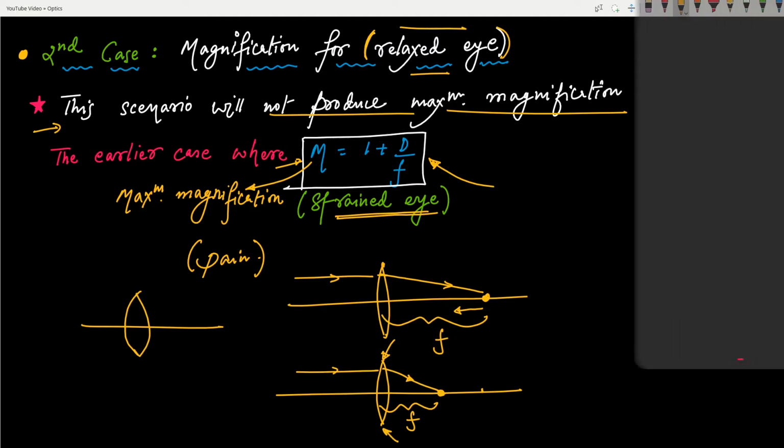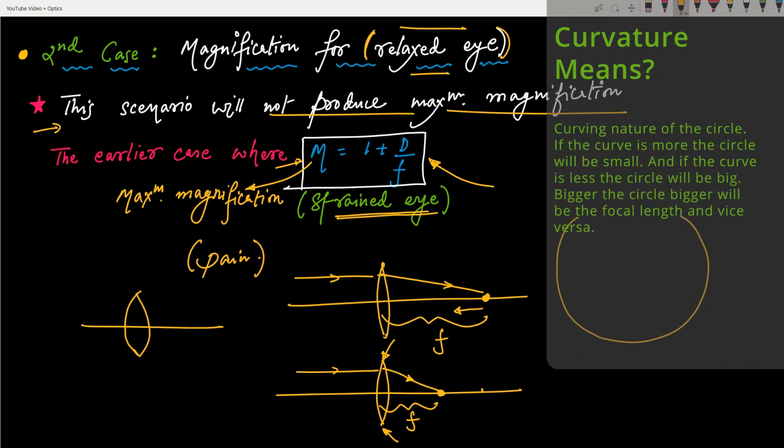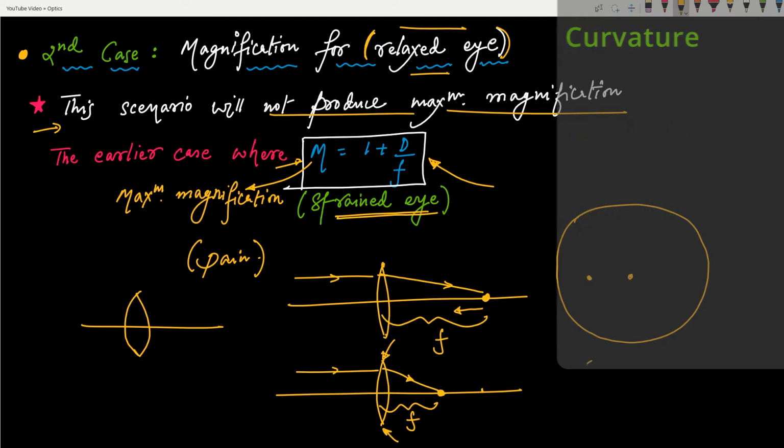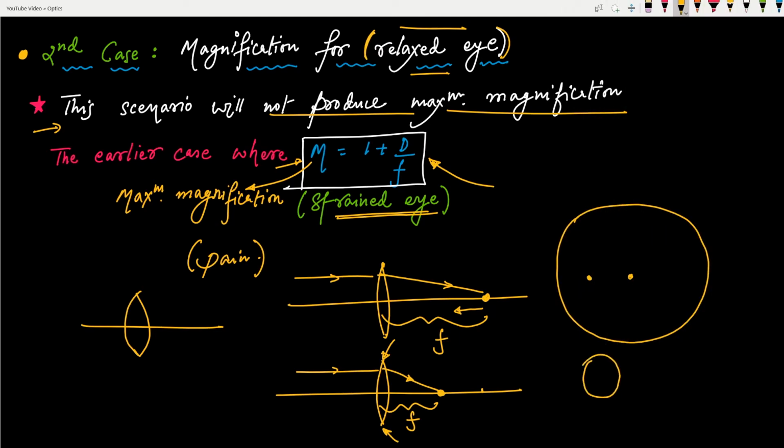See, if the circle is bigger, we can say the curvature is small, isn't it? So our center is this. We know focal length will be half of the radius of curvature, somewhat here. But if our circle is small, what will happen? We say that the curvature is high, isn't it? If the curvature is high, then the focal length will be small, because if this is the center of curvature, the focal length will be small. So greater the curvature, curvature means the roundness. Greater the roundness, smaller will be the focal length.